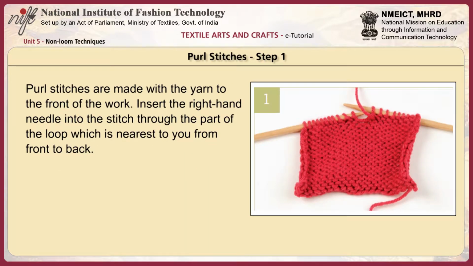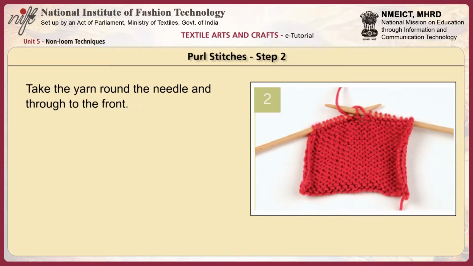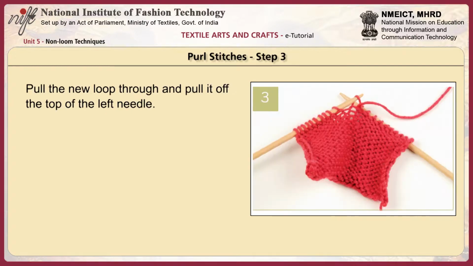Purl stitches are made with the yarn to the front of the work. Insert the right hand needle into the stitch through the part of the loop which is nearest to you from front to back. Take the yarn round the needle and through to the front. Pull the new loop through and pull it off the top of the left needle.